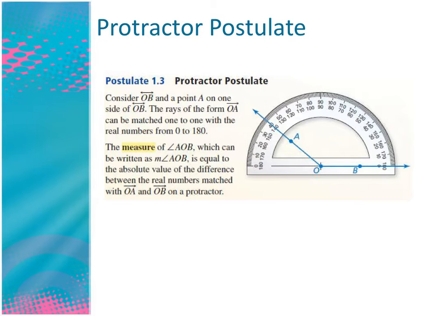So here, if it asks you to find the measure of angle AOB, which could be written as the measure of angle AOB, remember this little M represents the word measure, and it's equal to the absolute value of the distance between the real numbers matched with ray OA and ray OB. So it's similar to the ruler postulate.